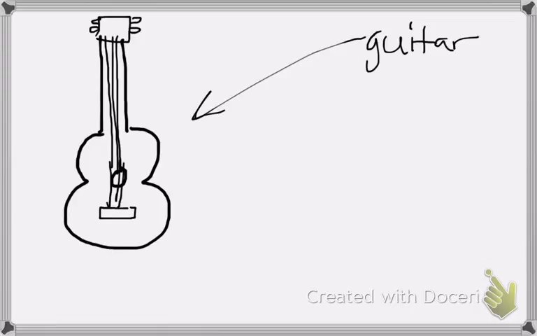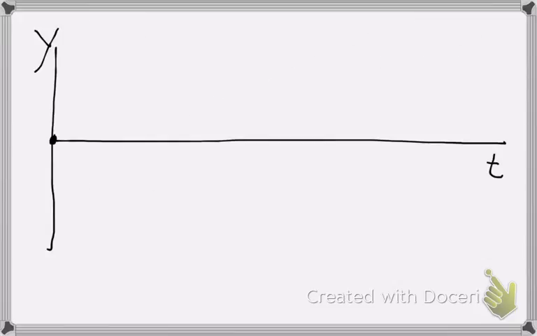They are all examples of harmonic motion because the motion of whatever it is, whether it's the string, whether it's the guitar itself vibrating, they're all moving back and forth rapidly over and over and over again.